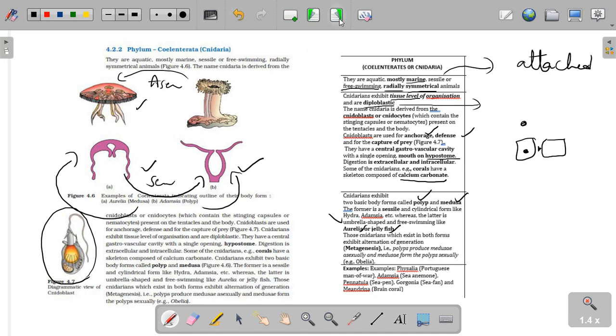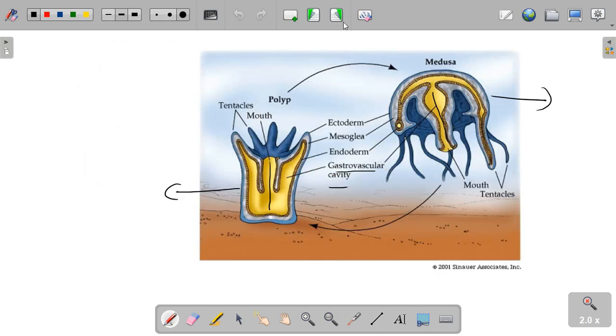Let me show you here. This is the best picture to represent. You can see the polyps are forming medusa and medusa is forming polyps, especially those organisms who show alternation of generation. So that means they have two body forms. Okay, so very clear.